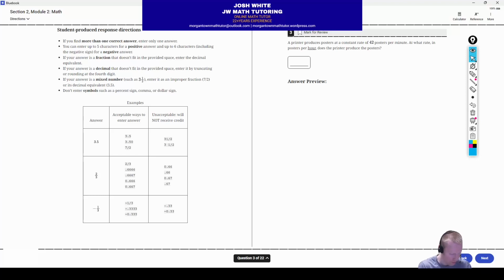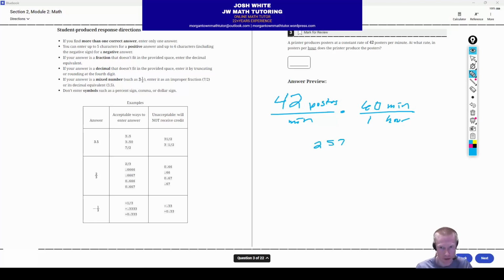Next question. Here we have a student-produced response for number 3, and this is just basically a fairly basic unit conversion. You have 42 posters per minute. They want to know how many in an hour could this printer produce. So all we have to do is just take this and multiply it by the conversion factor, which is 60 minutes in 1 hour. So you go ahead and you just multiply those together, and it's going to come out to 2,520. So the answer you would fill in here is just 2520. That's the number of posters it could print in an hour, and that's it. Move on to the next one.